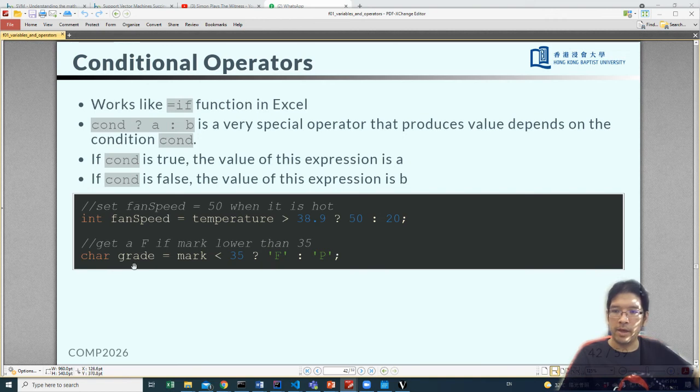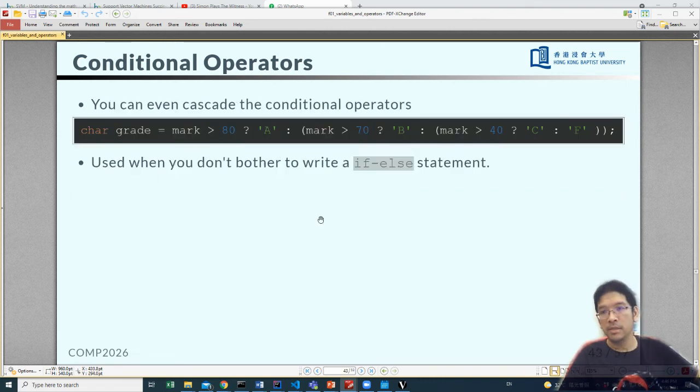Similarly, let's say grade equals mark smaller than 35, question mark F, colon P. What does that mean? That means the grade will equal F or P, depending on the value of mark. If mark is less than 35, then we have F. We can also cascade the conditional operators.